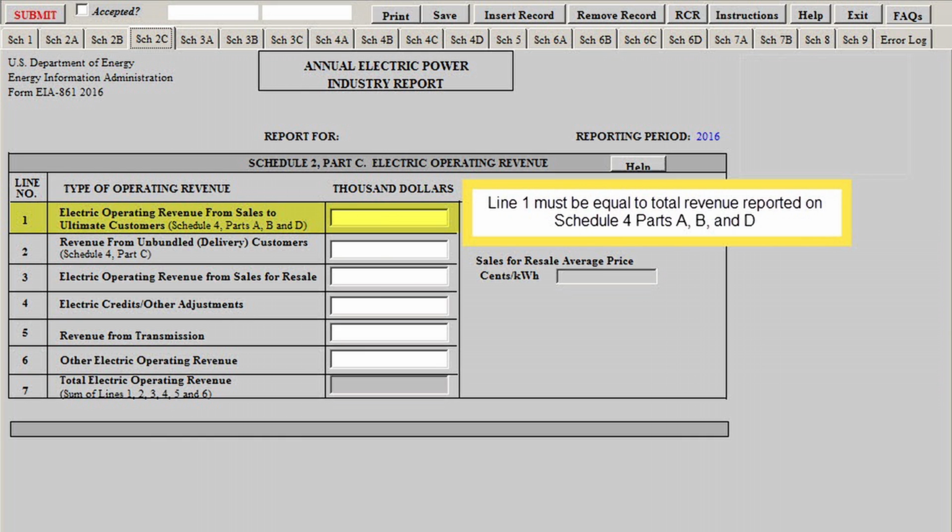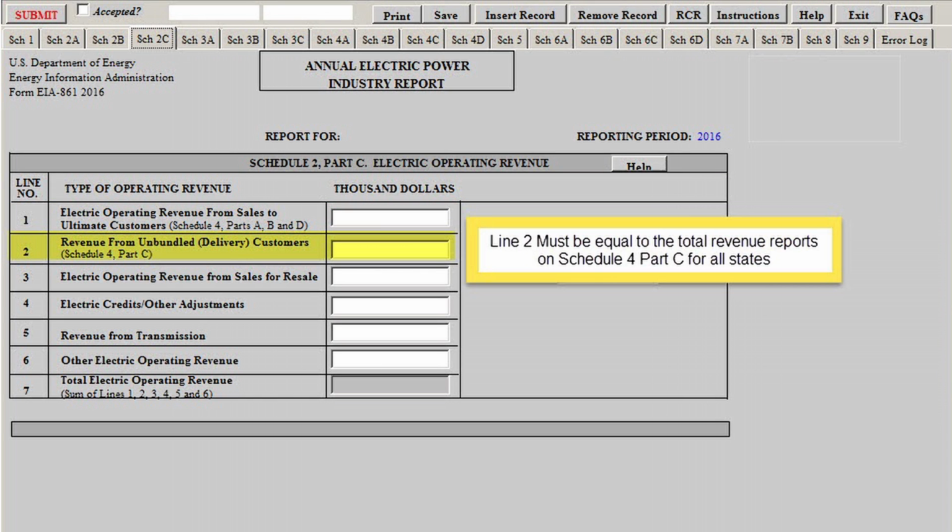Schedule 2 Part C collects annual electric operating revenue. Do not forget this is reported in $1,000. Line 1 includes the electric operating revenue from the sale of electricity to ultimate customers and must be equal to the total revenue reported on Schedule 4, Parts A, B, and D for all states. Line 2 includes the revenue from delivery-only customers and must be equal to the total revenue reported on Schedule 4, Part C for all states.